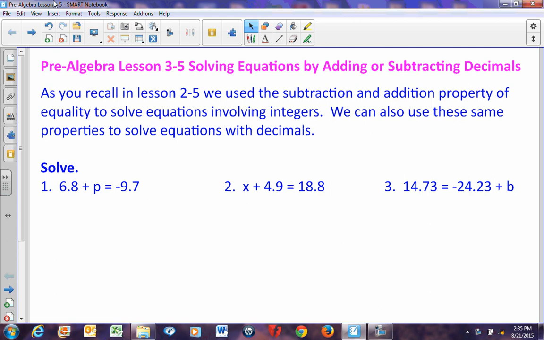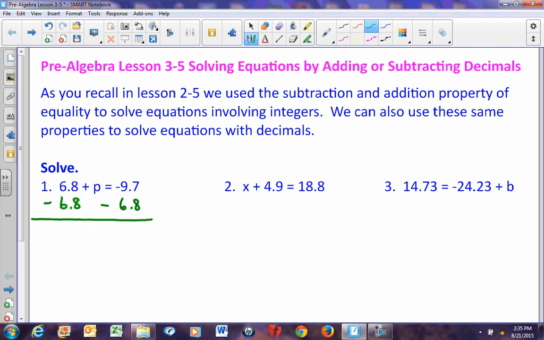So, if we look at this first problem here. 6.8 plus p equals negative 9.7. To get p by itself, we have to subtract 6.8 since it was already added to p. If we do it to one side of the equation, we must do it to the other side of the equation. Okay, these two cancel out, leaving me with p. Both of these numbers are negative, so we can add them together and keep the common sign. 8 and 7 is 15. 10 and 6 is 16, and this makes it negative. So p is equal to negative 16.5.